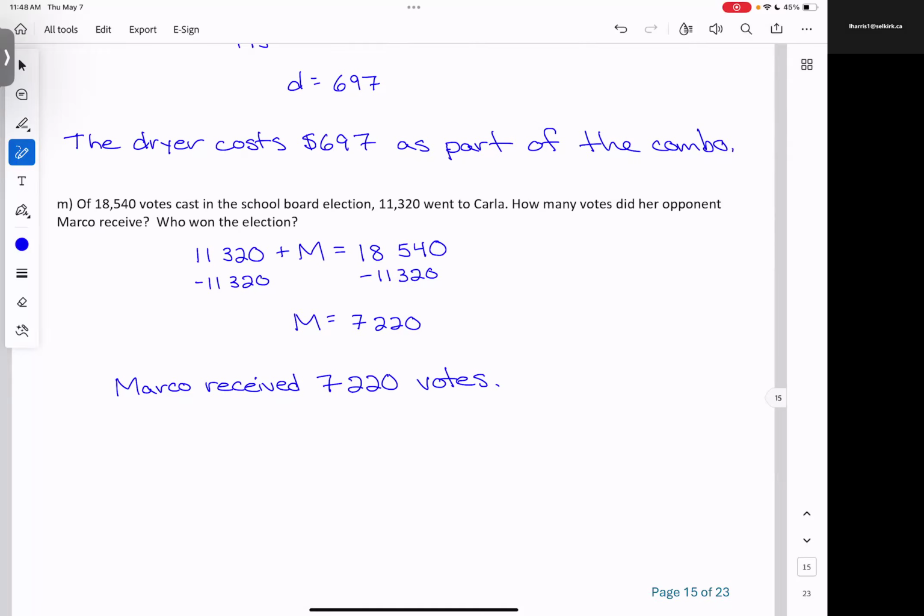Now, it also asked us who won the election. So Carla received more votes. So Carla won the election.